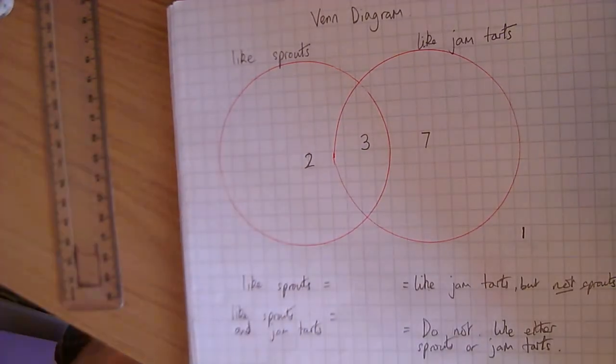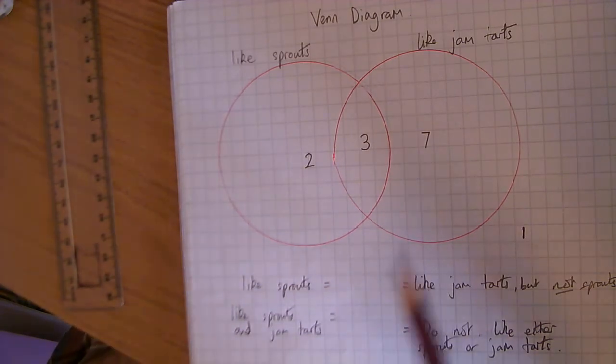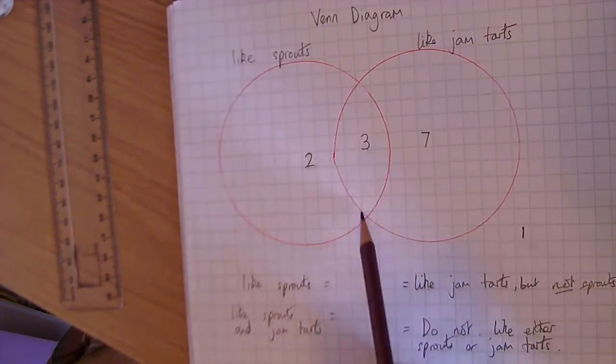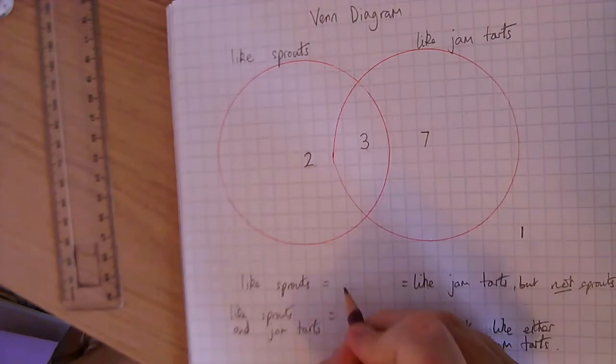So you've got to be really careful with Venn diagrams that you count the correct information. How many people like sprouts? We've got 2 people here that like sprouts, and another 3 people, because it's the information inside the circle. So 5 people like sprouts.